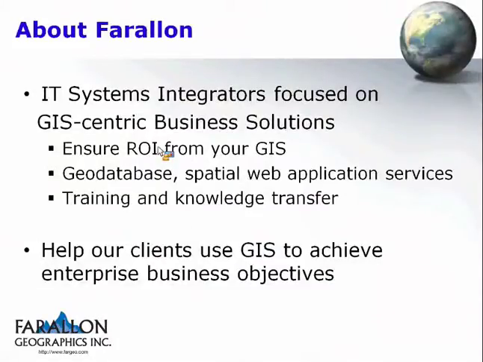A little bit about Farallon itself. Farallon, we develop systems that integrate data within the enterprise with an emphasis on GIS, or data that's geographic in nature. An example of this might be an address, like 609 Mission Street, San Francisco, California. That's the address for Farallon Geographics, and that would be an example of spatial data. It's just data. You could type it out into a field, but it's spatial in nature because it has a place in the world.